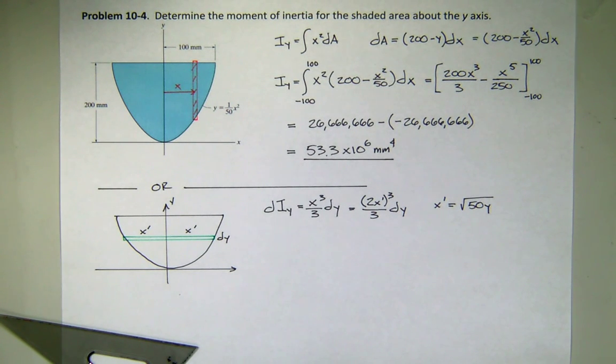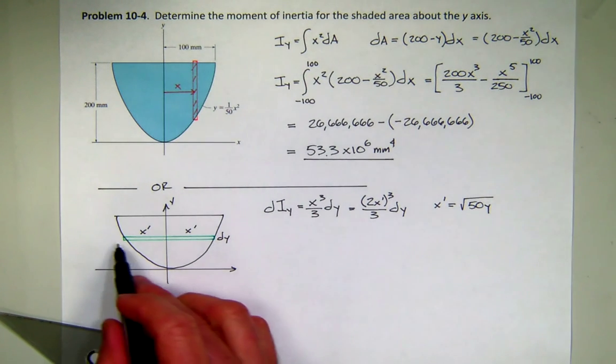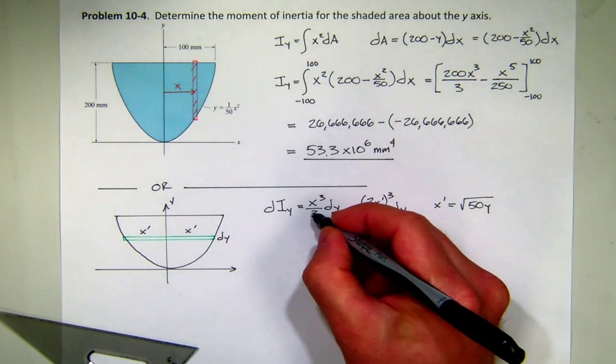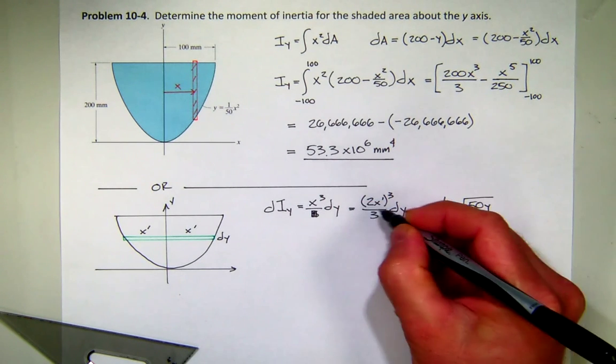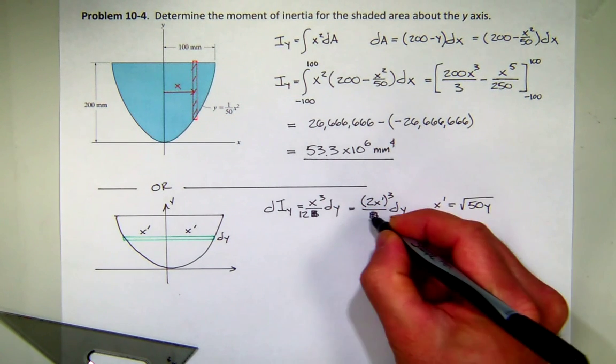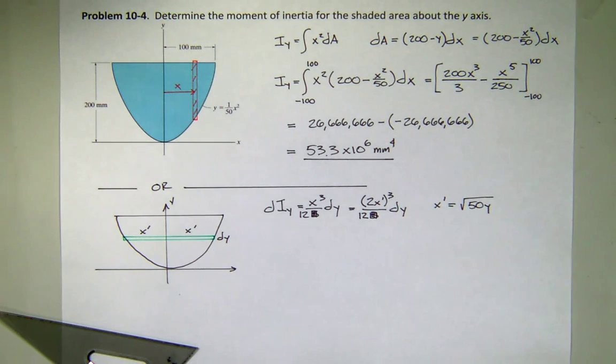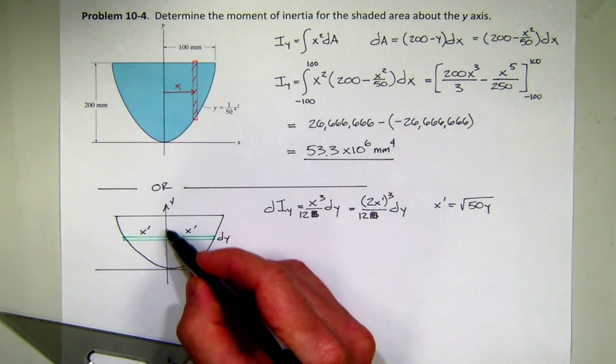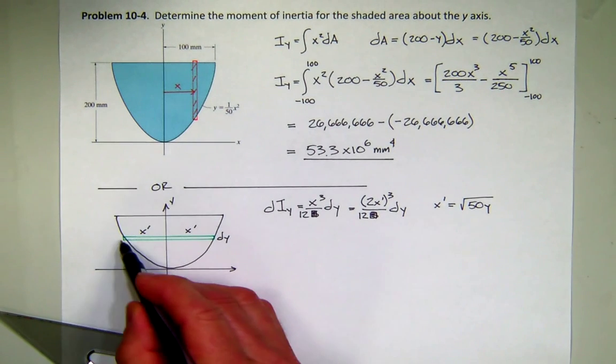Oh, I made a mistake. I just realized something. Yeah, this is not 3. Is it 2? It's 12. It's that one on the far side, because you'll notice that the axis that we're using is in the center of the block.